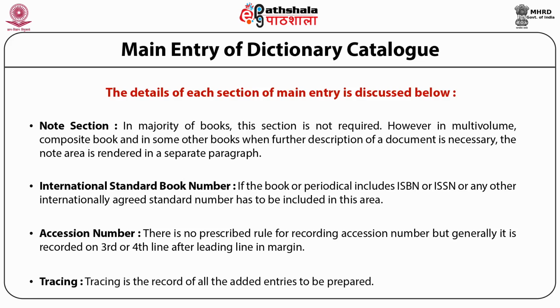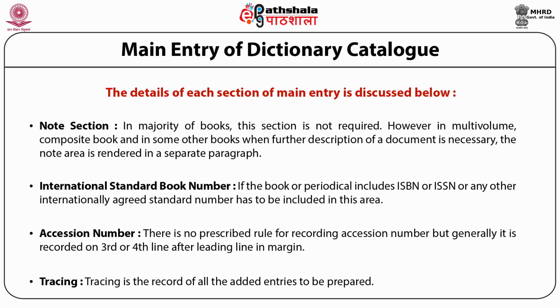Eighth section, tracing. Tracing is the record of all the added entries to be prepared. First of all, the subject heading derived from the Sears list of subject headings or any other standard list of subject headings are recorded after numbering in Indo-Arabic numerals as 1, 2, etc., followed by other entries, that is, joint author, collaborator, title, series, etc., numbered in capital Roman numerals. Though punctuations are discussed in each section, the prescribed punctuations given in second level of description should be used.